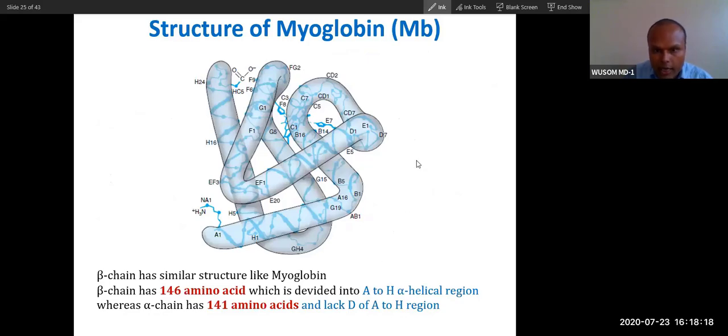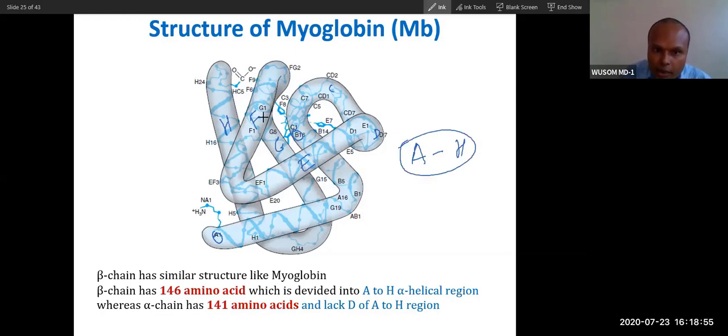These amino acids are arranged in segments labeled A to H. This is A. This limb is B. This is C segment. This is D segment, sorry, small d is the smallest segment. Then this is E segment, this is F segment, this is G segment, and this is H segment. So there are 8 folded segments.